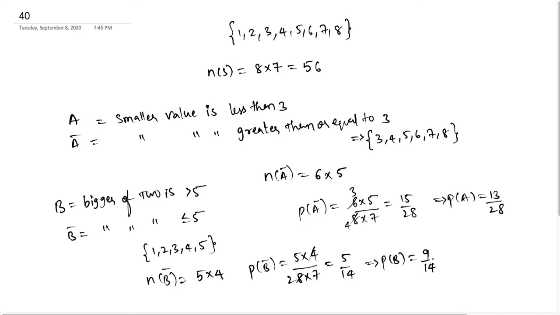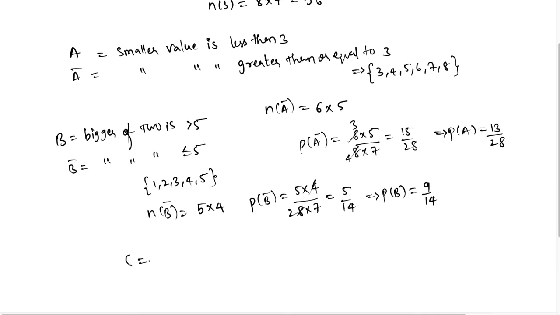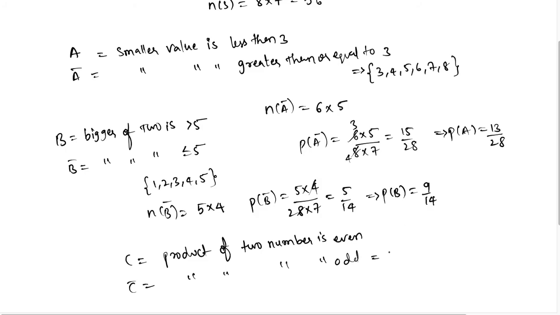Now similarly the third one, what is the third one? See, product of two numbers is even. Now we have the following cases: both numbers can be even, or one odd and one even. But calculating the complementary, product of two numbers is odd. There can be only two kinds of numbers, even or odd, right? So if this has to be odd, the numbers have to be from 1, 3, 5, 7.